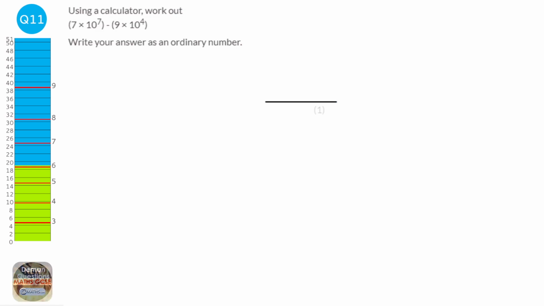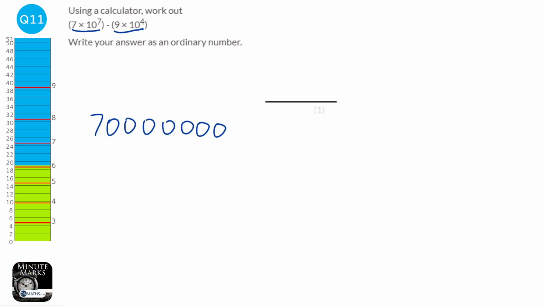So the only way of answering this question is to work out what these are as ordinary numbers. And so 7 times 10 to the power of 7 would be 70,000,000. And 9 times 10 to the power of 4 would be 90,000. So we're just subtracting them like that.